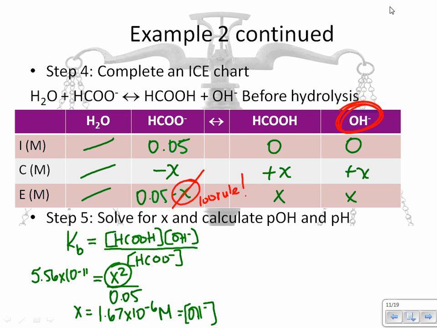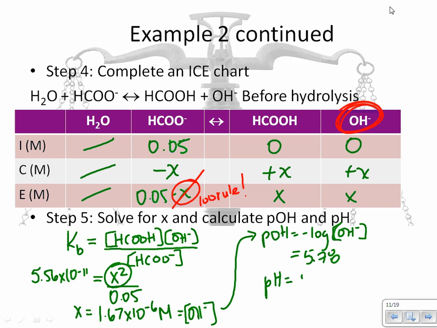From that, you can calculate pOH using your negative log formula. If you do that, you get 5.78. Use that to find your pH, and your final answer should be 8.22. If you look at your answer, it is slightly basic, so you know that you did it right because you expected a slightly basic solution after this titration.